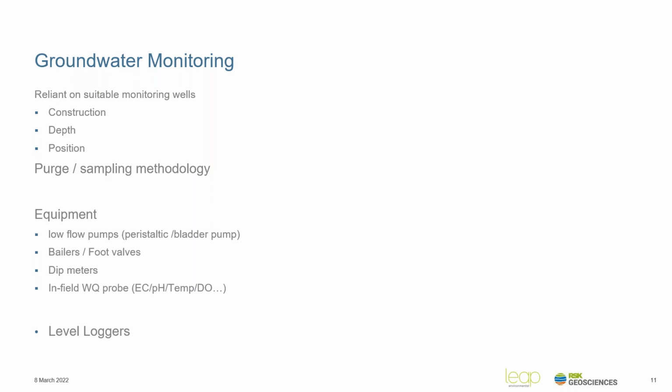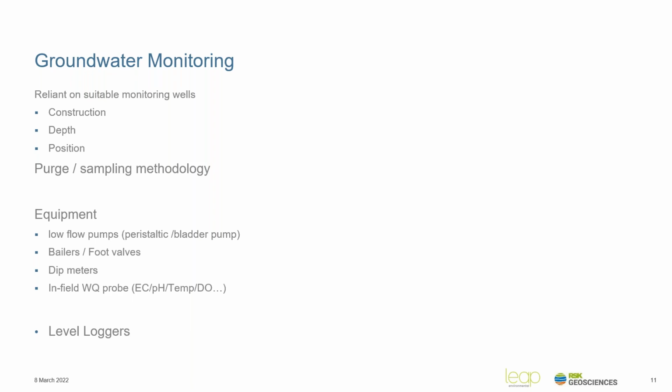And we also want to consider the position of them. We want to know which way groundwater is flowing, so we want to take groundwater samples that are upgradient and also downgradient. We're going to consider purging and sampling methodologies, because we want representative samples. And the equipment, we're going to use some sort of low flow pump, perhaps a peristaltic or a bladder pump, depending on the depth. Or we may use a bailer or sort of Waterra foot valve system. We're going to record the groundwater level using a dip meter, and again, we're going to use one of these water quality probes just to get those in-field data that we can't get from the lab, like temperature.